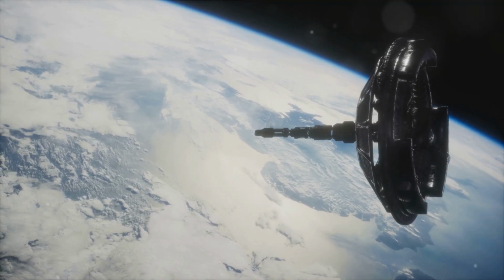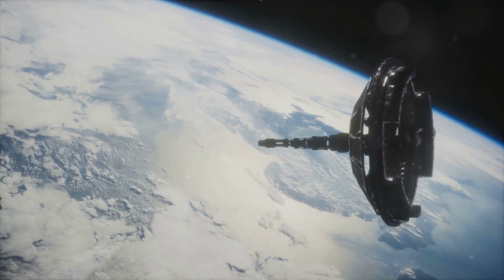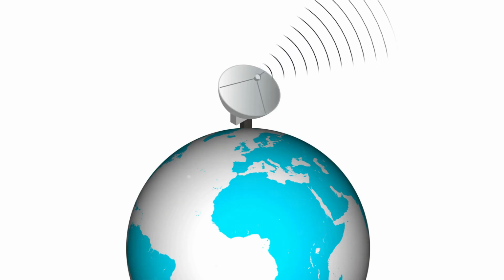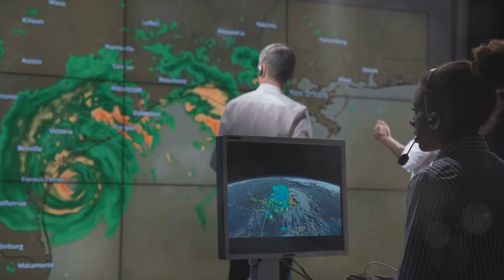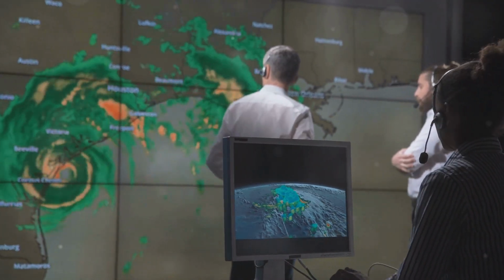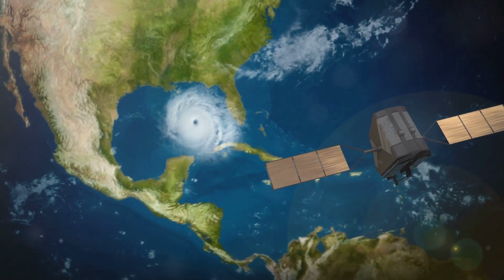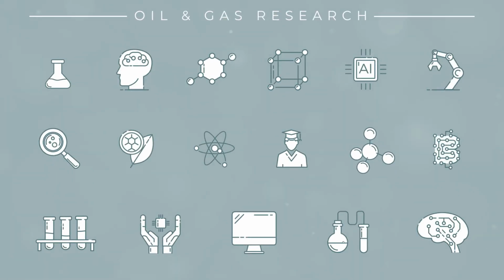ASAR is used on satellites that orbit Earth. These satellites send out radar signals and listen for the echoes. By analysing these echoes, we can create detailed images of the Earth's surface. ASAR is a powerful tool for understanding our planet. It helps us track changes in the environment, monitor natural disasters, and even find resources like oil and gas.